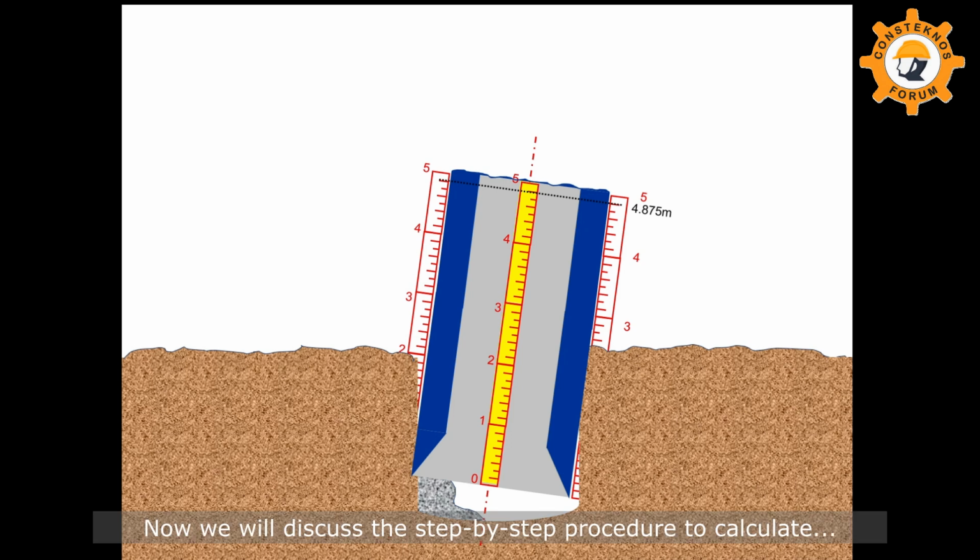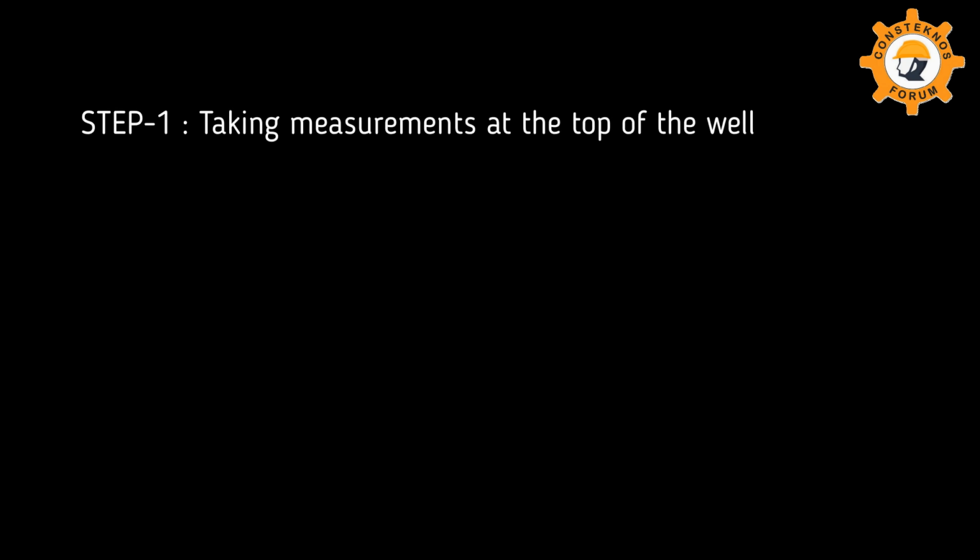Now, we will discuss the step-by-step procedure to calculate the tilt and shift of a well. Step 1. Taking measurement at the top of the well.